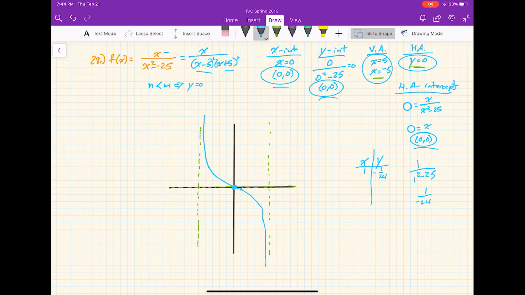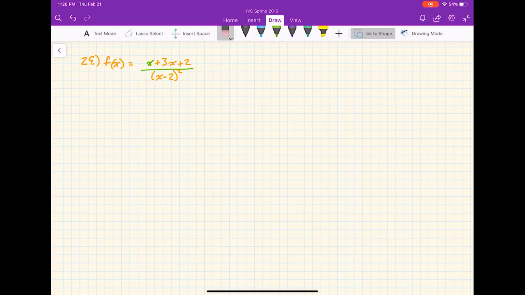Now I go back to looking at my multiplicities, and I find out that they are odds. So 1 and 1 and 1, they're all odds. So that means these are going to go to infinity in the opposite direction, just over the asymptote. So these are my other two lines for number 28. All right, on to our last one, number 29.